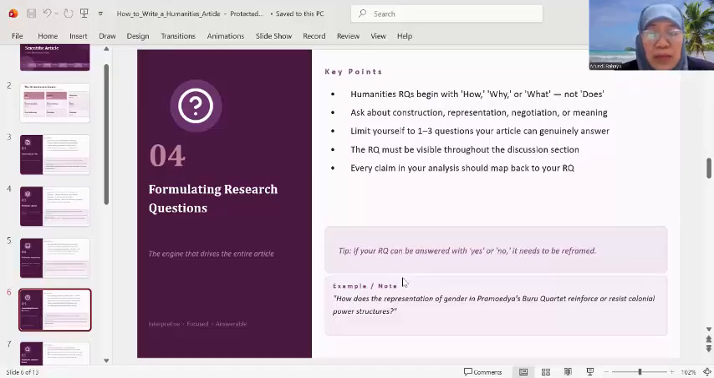The research question must be visible throughout the discussion section. Every claim in your analysis should map back to your research question. So the tip is, if your research question can be answered with yes or no, it needs to be reframed. Example: how does the representation of gender in Pramoedya's Bumi Manusia reinforce or resist colonial power structures?